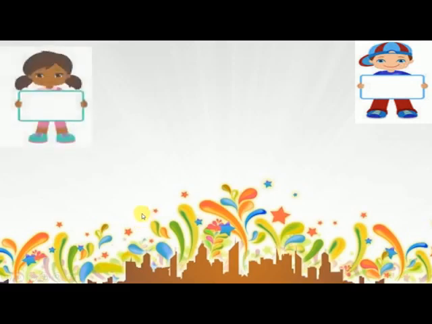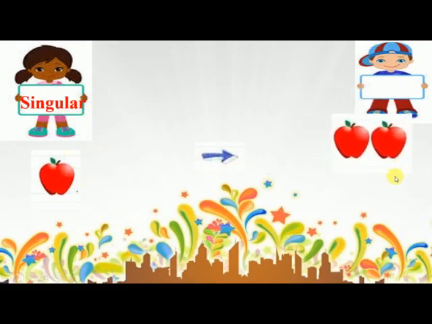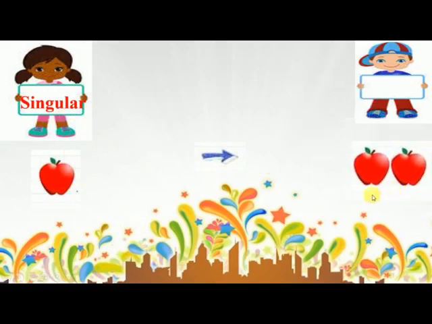Look here. How many apples do you have here? 1. Very good. So if you have 1, it's singular. Now look here. How many apples? Count with me. 1 and 2. So here you have 2 apples. So they are in plural.